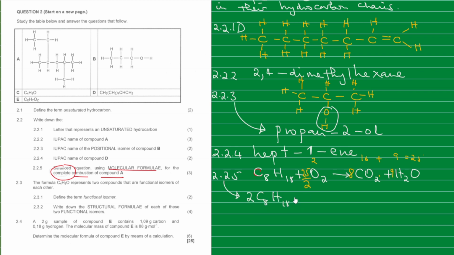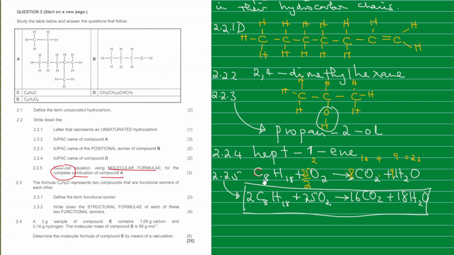2C8H18, okay, plus, if I multiply 25 over 2 by 2, that will leave me with a 25, so I have 25O2, okay, which will give me the carbons. There was an 8 here, so that 8 will multiply by 2, that will give me 16 carbon dioxide, and there was 9 here times 2, that will give me 18 water. Okay, so now you can see that here they are balanced now, so our answer will be 2, this one, 25, that, and that. So that will give us the final answer to that.